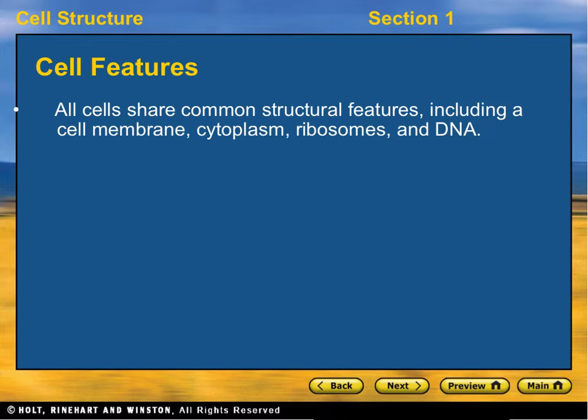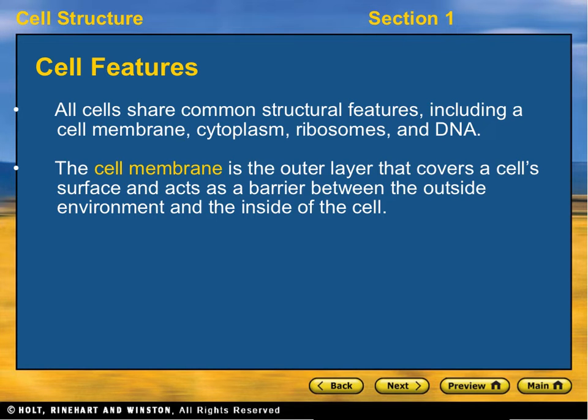When we're looking at different types of cells, they have some common features amongst them, okay? Some of those include the cell membrane. These are structural features. We have cytoplasm, we have ribosomes, and DNA. The cell membrane is the outer layer that covers the cell's surface, and it is the barrier between the outside environment and the inside of the cell. So it keeps the inside stuff of the cell on the inside, and it keeps the outside stuff on the outside.